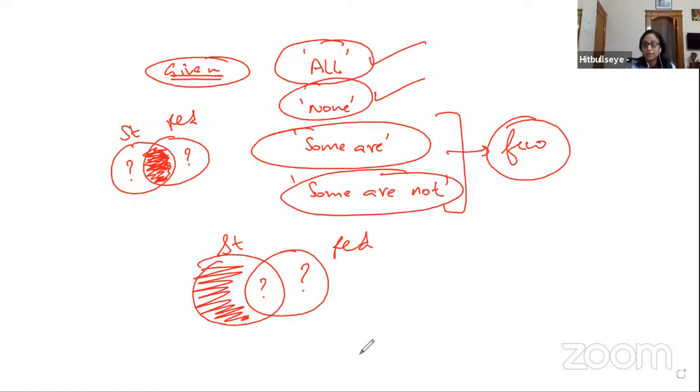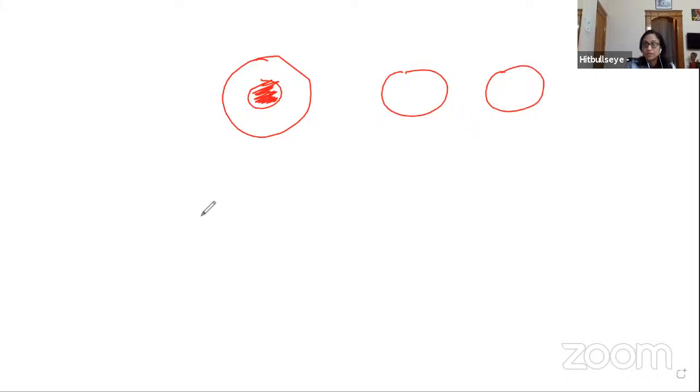Any confusion with the theory part? So I repeat, the diagram for all is something like this: one category completely inside the other. The diagram for none is two disjoint circles. The diagram for some are is this.